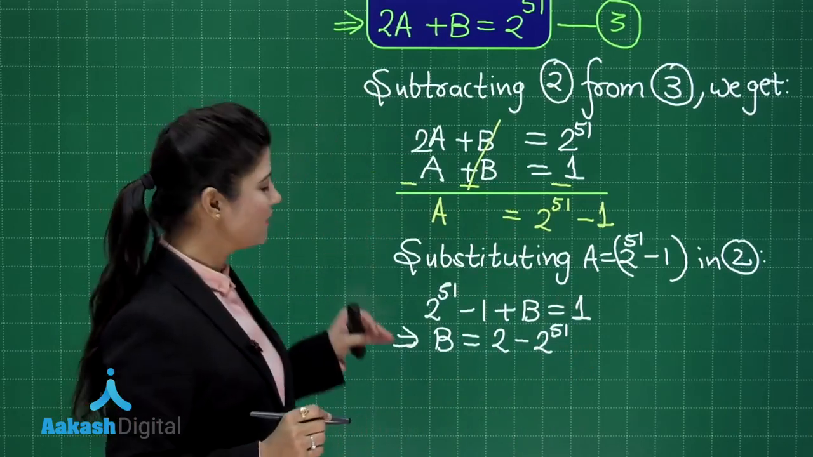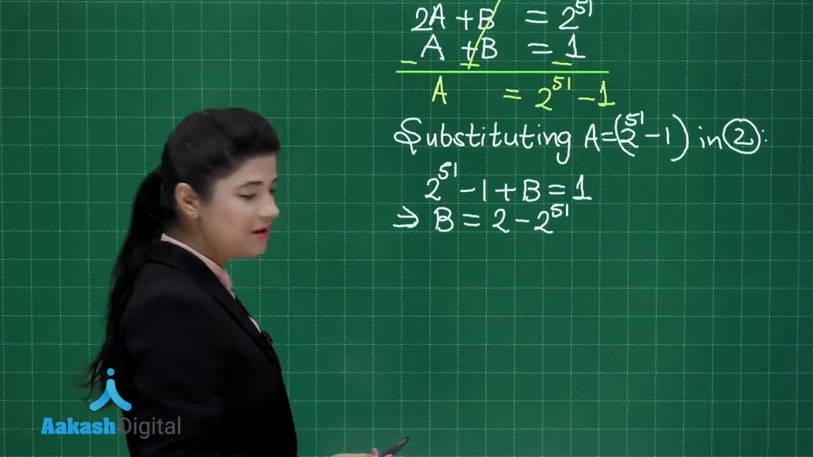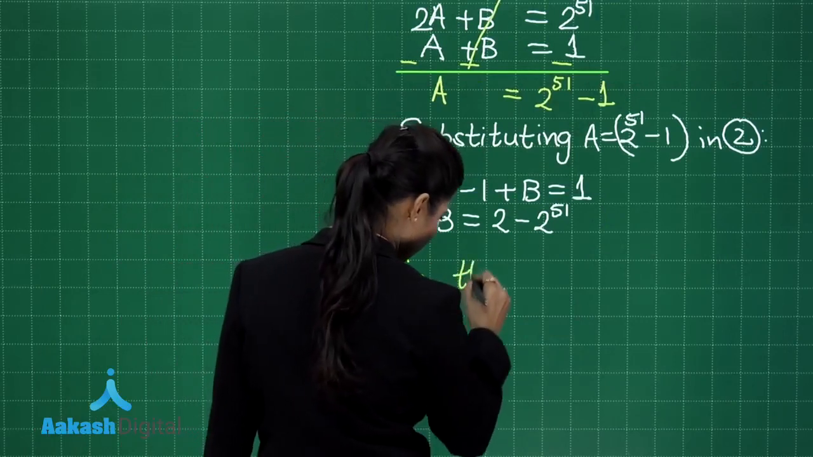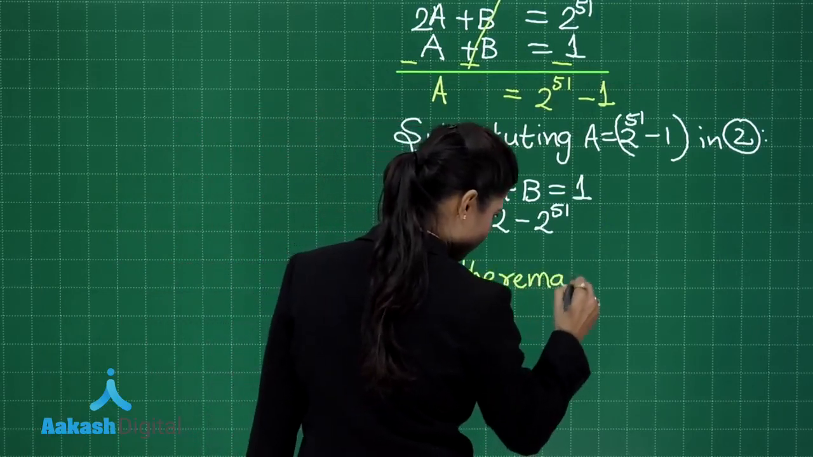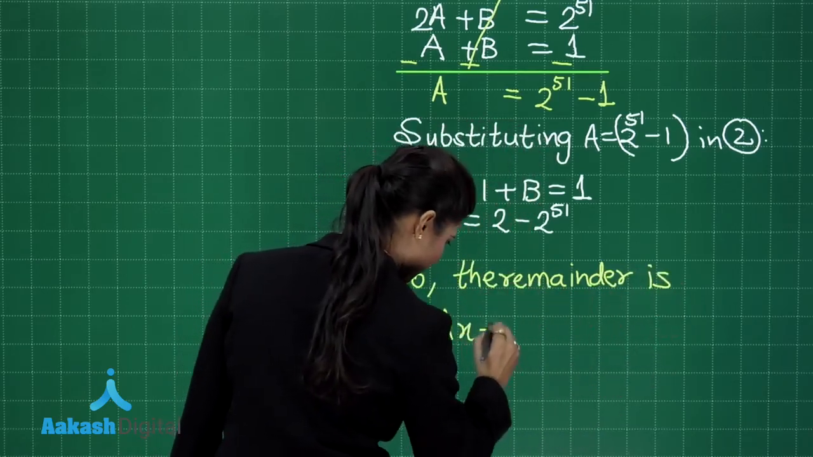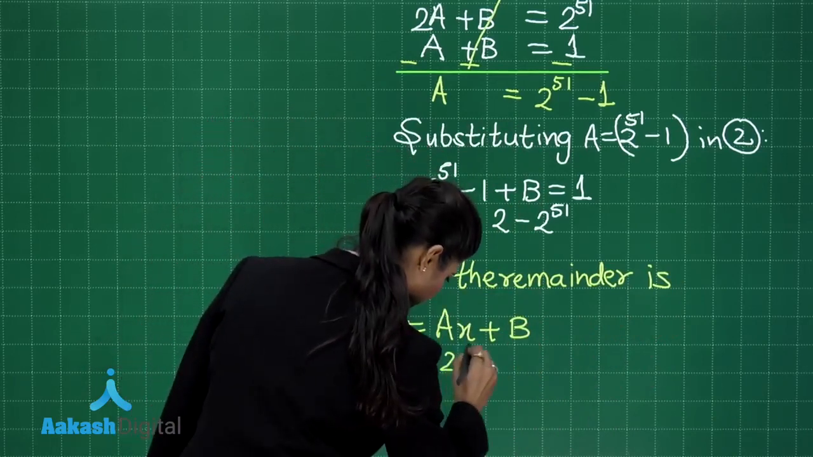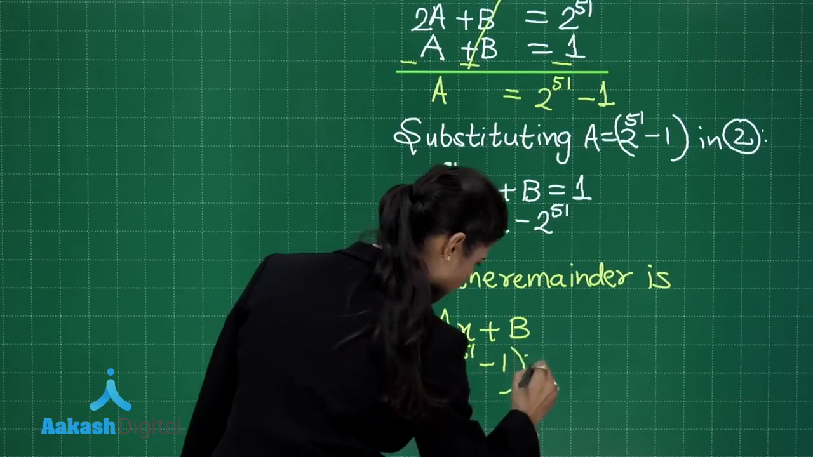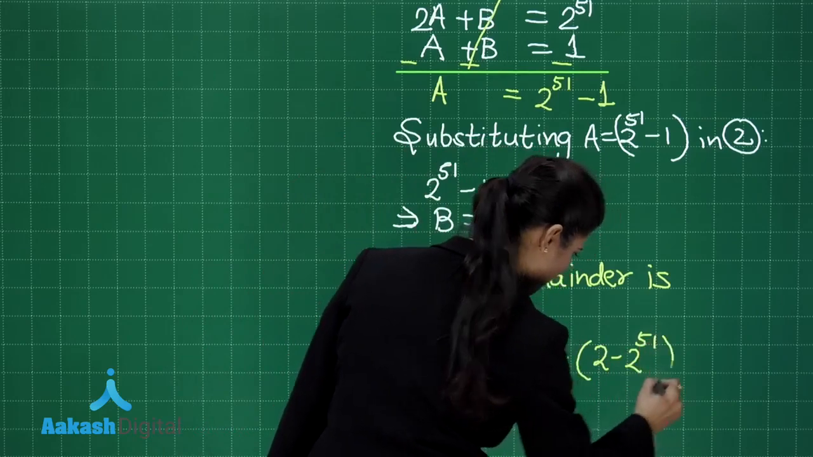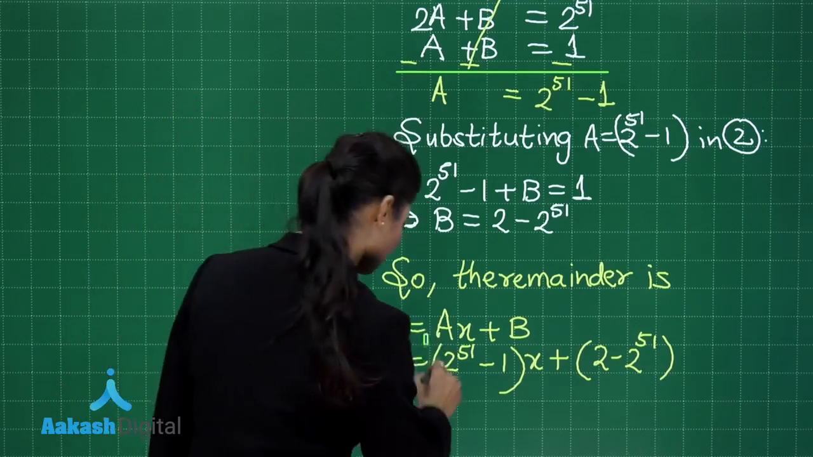So here we get the value of a and b. Now using that, you can very well get the required remainder after the division process. And that's why I conclude the remainder is ax plus b, where we have figured out the value of a is 2 raised to the power 51 minus 1 whole into x, plus b, which is 2 minus 2 raised to the power 51. So here we are getting this as the required solution.